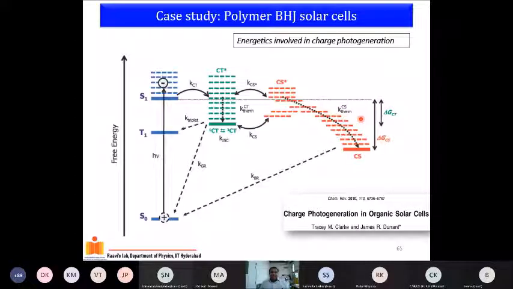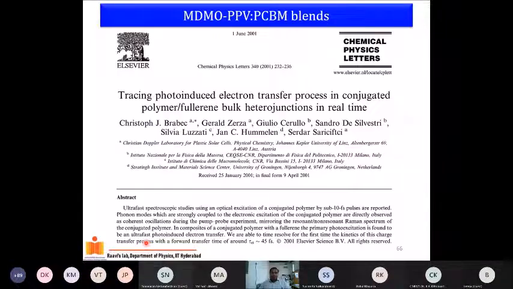First case study is how to understand this in a bulk heterojunction solar cell. This I have explained to you again yesterday. The important point is that once the charge transfer state is formed, we need to see how the charges decompose. So you want the charges to go on, we don't want any recombination. That's the main point here.